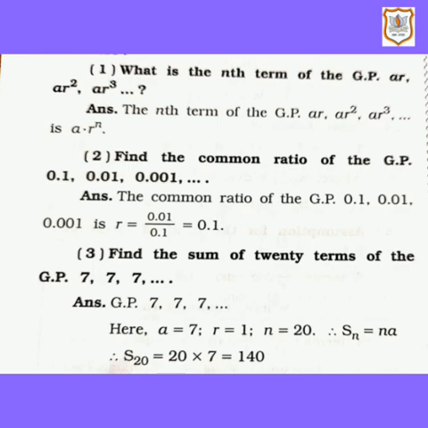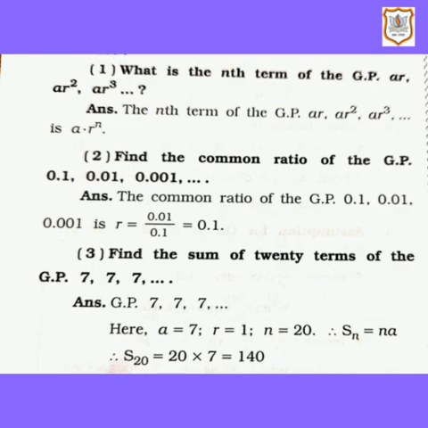Then second: find the common ratio of the geometric progression 0.1, 0.01, 0.001. Now R is always taken as the second term upon the first term. That means 0.01 is the second term here and 0.1 is the first term. So 0.01 upon 0.1 is 0.1. So R is 0.1.